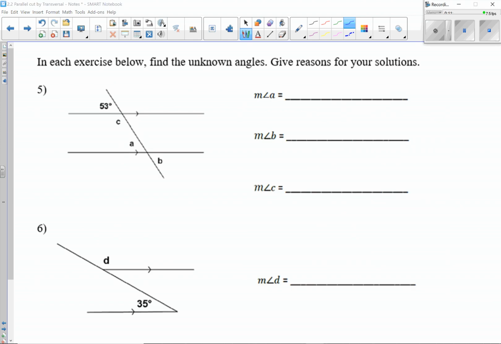All right, last 2 examples here, and we're running out of time, so we might want to leave this to class. Actually, let's do that. I'm going to leave these 2 for class, and we'll talk about these tomorrow.